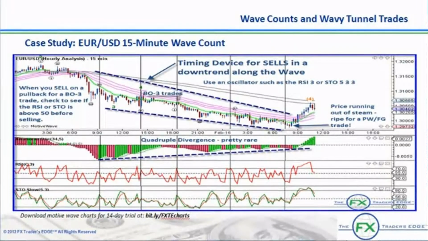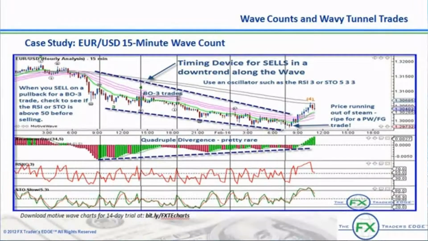When you sell on a pullback for a breakout 3 trade, check to see if the RSI or stochastic is above 50 before selling. Look at the vertical lines on the chart which line up the breakout 3 trade with the oscillator. See how they line up? Perhaps this will give you confidence to pull the trigger. Trading the wavy tunnel setups is all about internalizing the setups and developing confidence to pull the trigger.